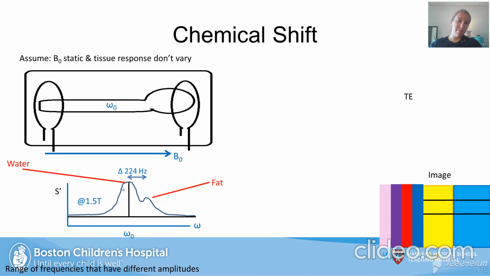And this hump here is fat, at 1.5 Tesla. The difference between the two is 224 Hertz. If we increase the magnetic field strength to 7 T, this difference between the two will change, and the difference will be, as I mentioned before, 1050 Hertz.